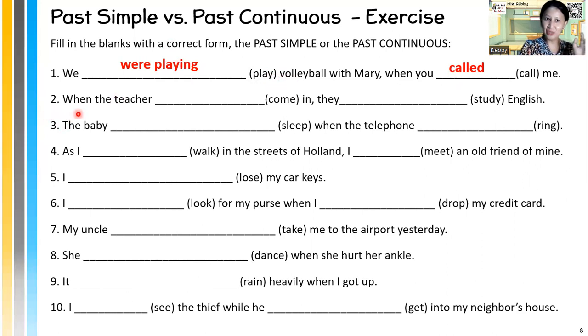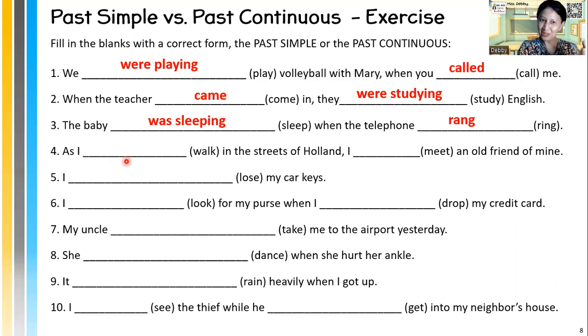Ready for number 2? When the teacher, after when, remember, we use the past simple. When the teacher came in, they were studying English. So this is a past ongoing action. Good. Number 3: the baby were sleeping. It's a longer action, right? When the telephone, the past simple of the verb ring is rang. When the telephone rang.